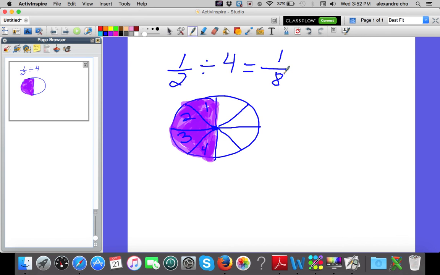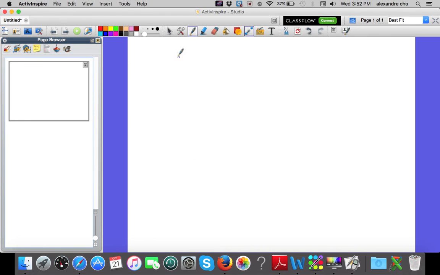Okay. I will do one more. Pick one. 4. Why don't we do 5? Okay, so 5 says 5/6 divided by 3. So 6, circle is really hard to do 6s. So, well, let's just do a rectangle. So here's your rectangle.